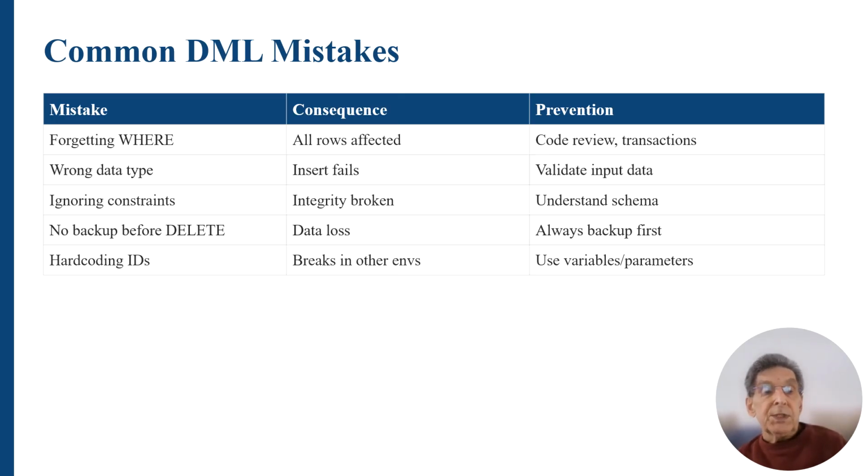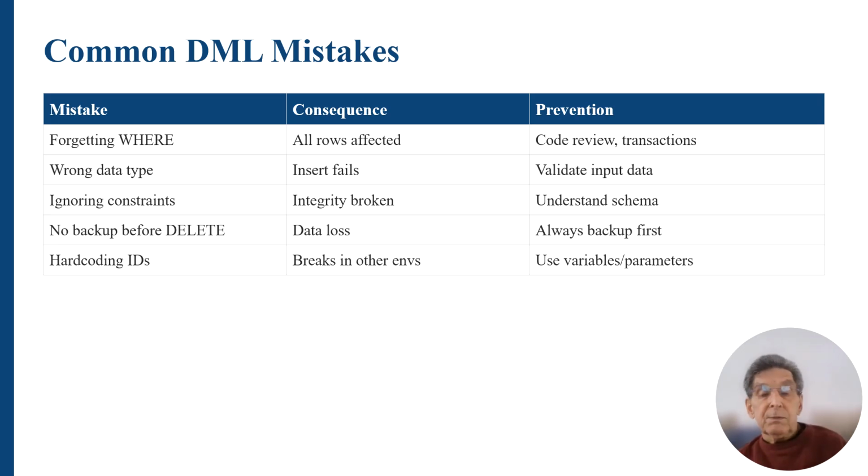So common mistakes. What are the common mistakes we've discussed? Let's review them. The ones that I see most often and how you might avoid them. Well, the first is forgetting the where clause. That's an egregious error you certainly don't want to make. Prevention requires code review processes and using transactions so you can roll back mistakes before performing a commit.